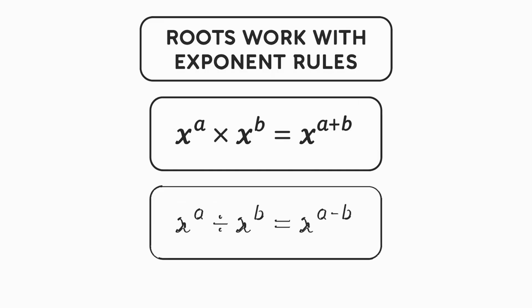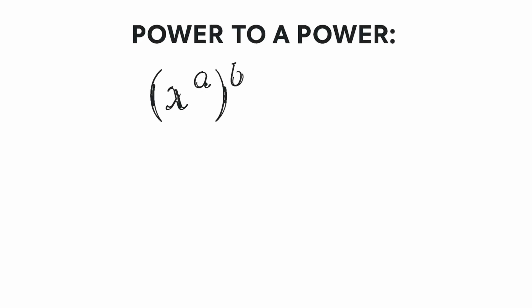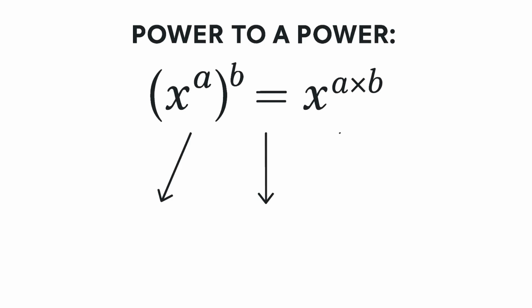When you multiply with the same base, you add exponents. When you divide with the same base, you subtract exponents. When you raise a power to a power, you multiply the exponents.